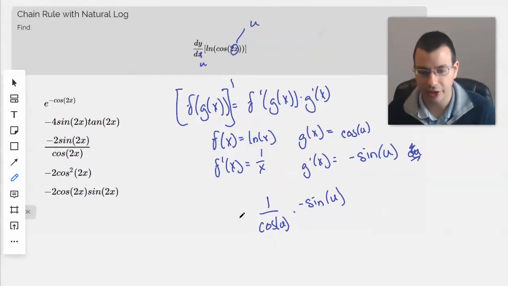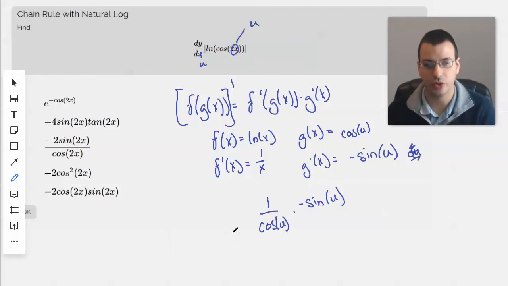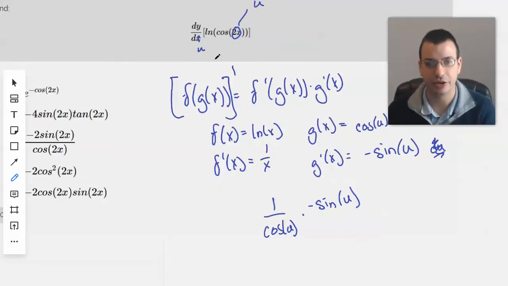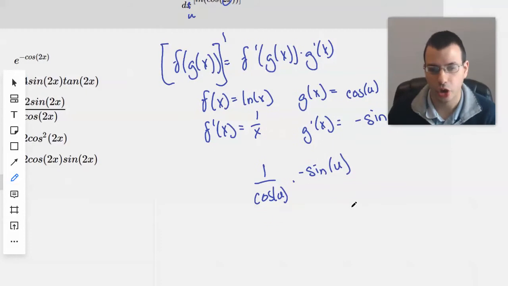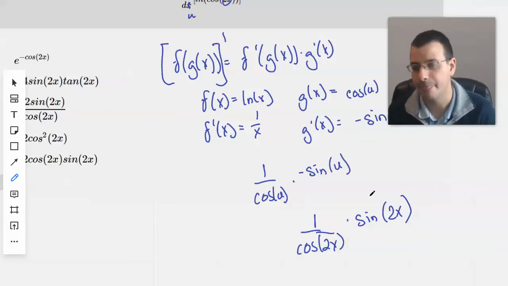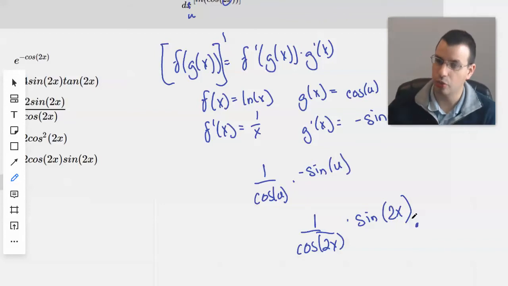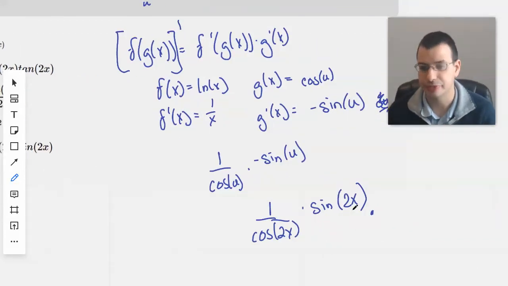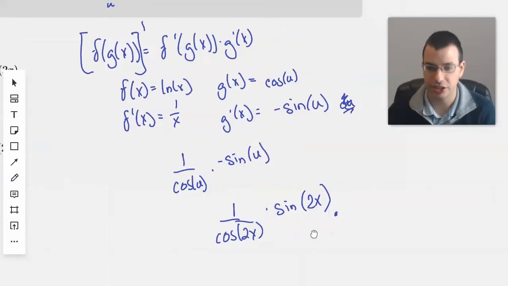So what we're going to get here then is we're going to take the derivative of natural log of x, or of natural log, which would be 1 over x. And so we're going to get 1 over cosine of 2x. And then we'll multiply it by the negative sine of 2x using the chain rule we just did here. But then we're going to have to do the chain rule one more time with 2x. So we're going to then have to multiply this by the derivative of 2x, which is 2.